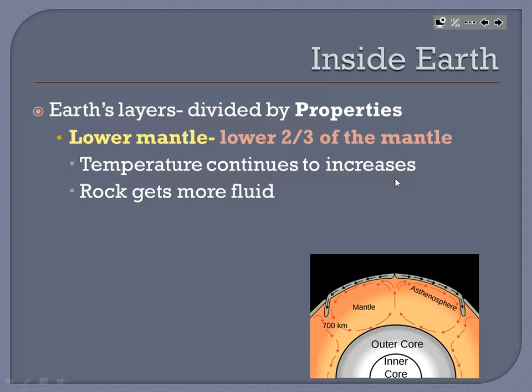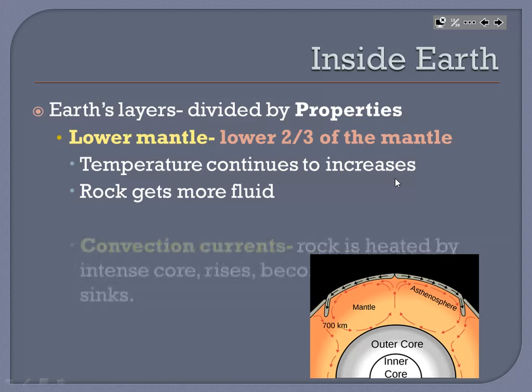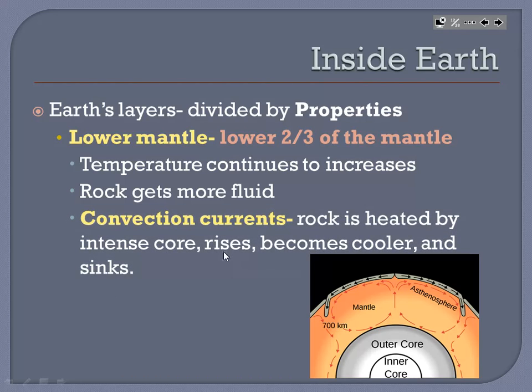So rock gets more fluid. Again, not completely liquid yet though. And then convection currents are an important role here within the mantle and within the asthenosphere. So convection currents are caused by the heating and then the lack of heating of rocks. And so we have this kind of cycle that continues to go.